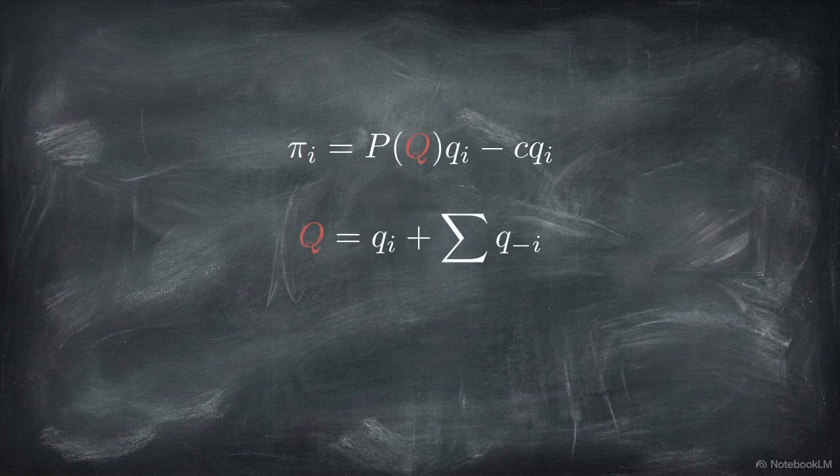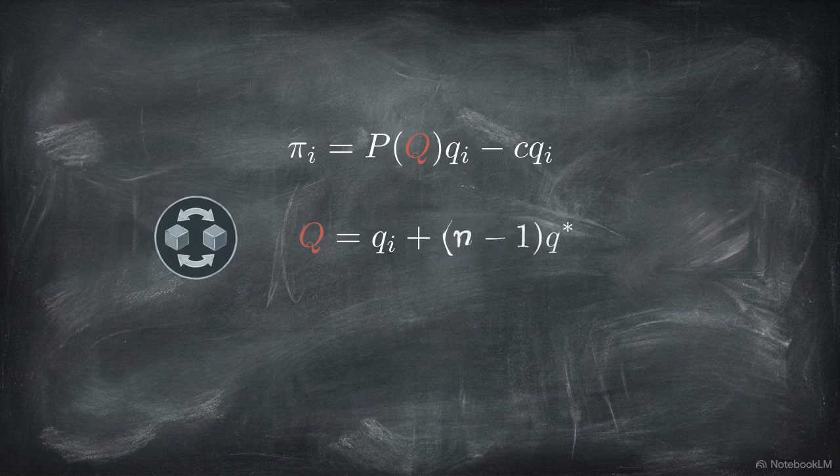This is the profit function for a single firm, firm i. Its individual output interacts with the total market quantity, big Q, which represents the sum of firm i's output plus the output of every other firm in the market. Because all firms share identical costs, they produce the same quantity in equilibrium.